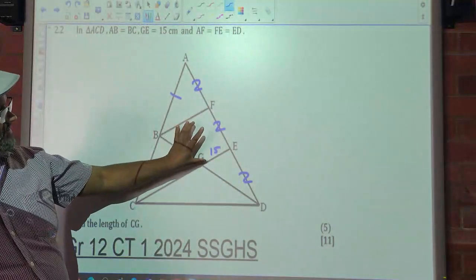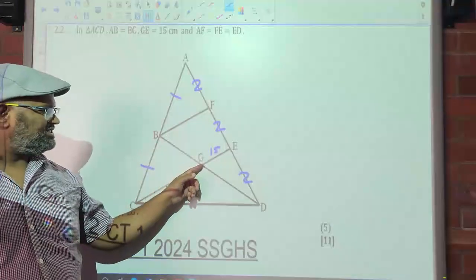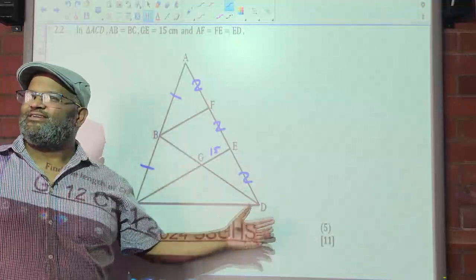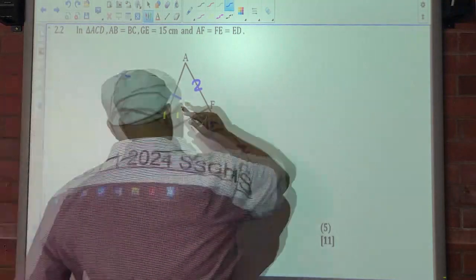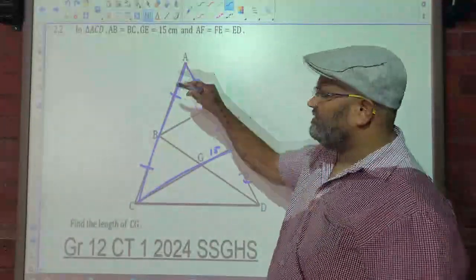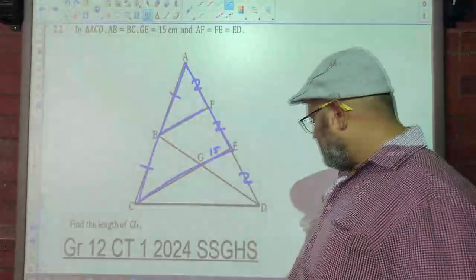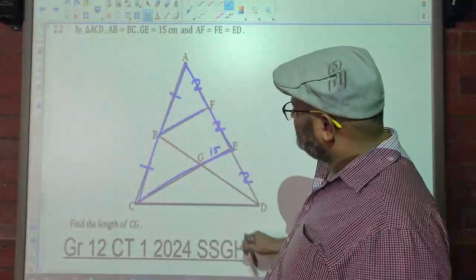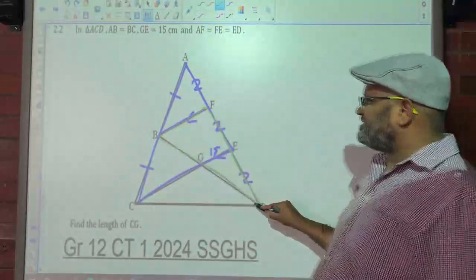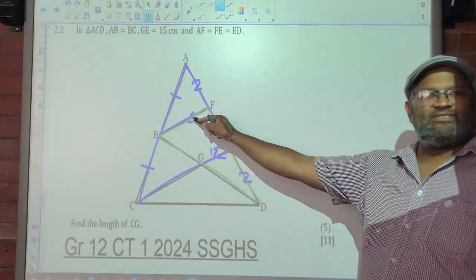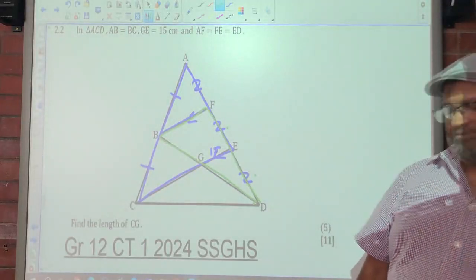So these lines are now parallel and these lengths are equal. What can be concluded now? That BG is equal to GD. Why? Converse of the midpoint theorem. Just look here again. When I was talking about this triangle, what did I say? Midpoint theorem, because those lengths are equal. When those lengths were equal, I could conclude these lines were parallel. However, when I spoke about this triangle now, what do you notice? That is equal and I use parallel lines. So this is equal. Why? Converse of the midpoint theorem. Okay?